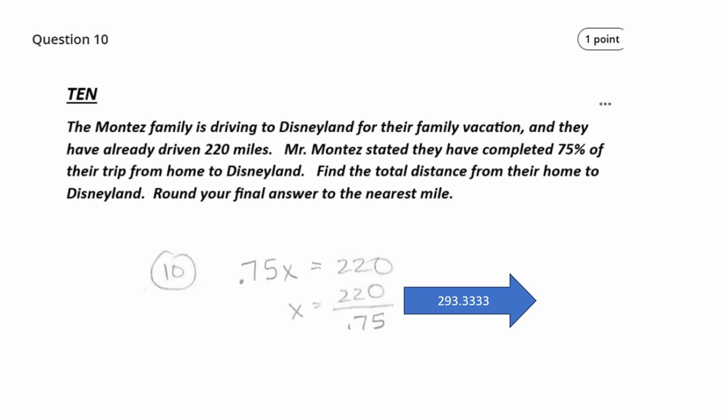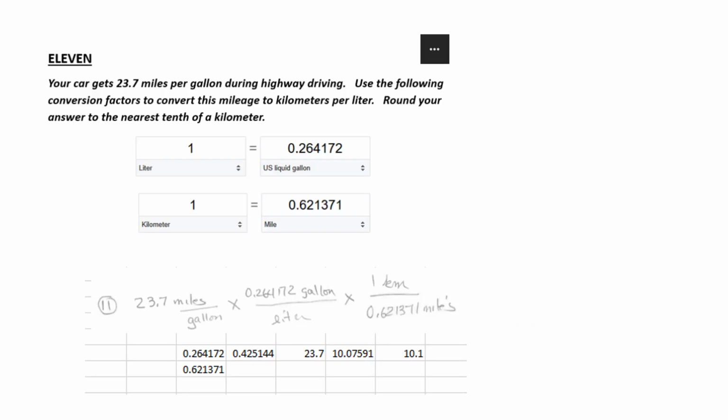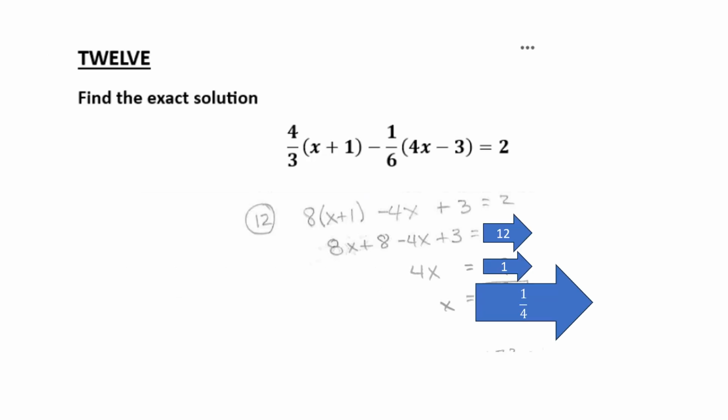Here, 75% of the total distance is 220 miles. So to solve for that, x is equal to 220 divided by 0.75. I said to the nearest mile, so that would be 293 miles as the answer. Number 11, you take 23.7 miles per gallon times those numbers of gallons per liter times kilometers per mile. Those are the conversion factors that you have, and you multiply those together, and rounding as I ask, this is 10.1 kilometers per liter.